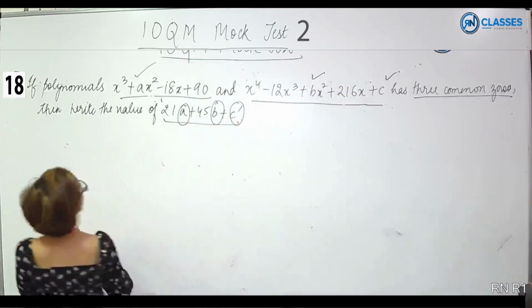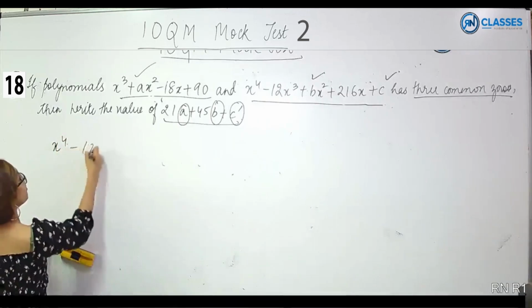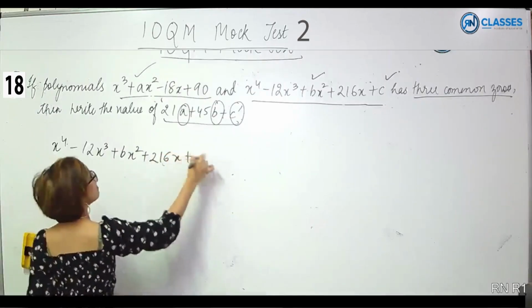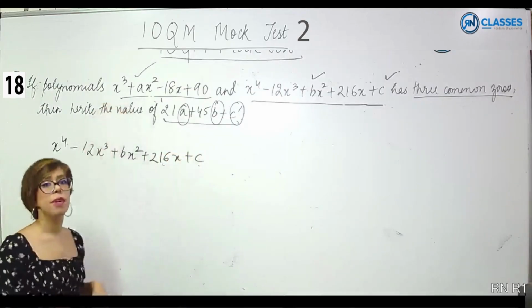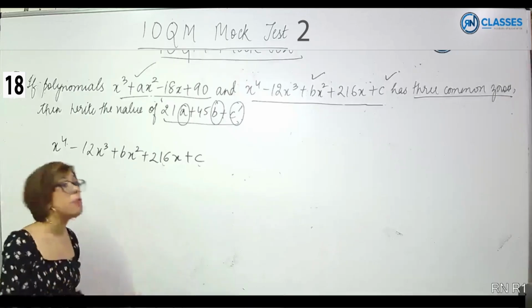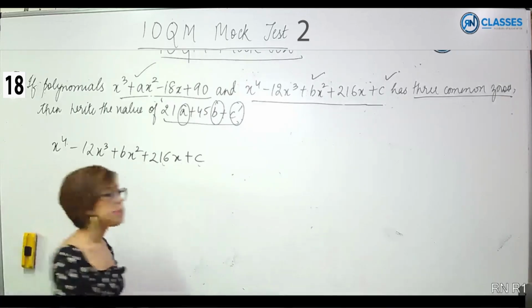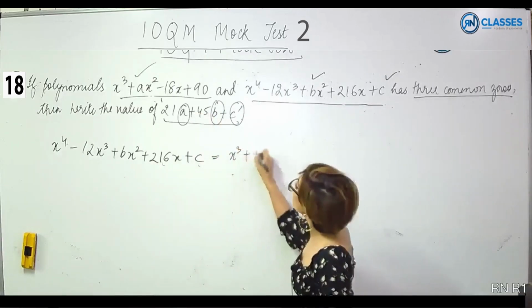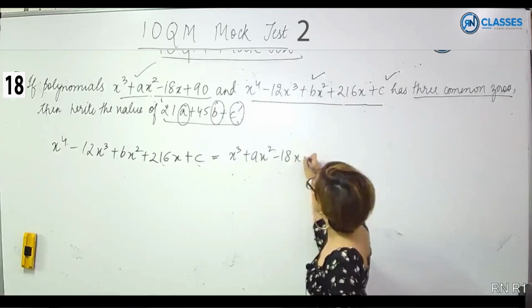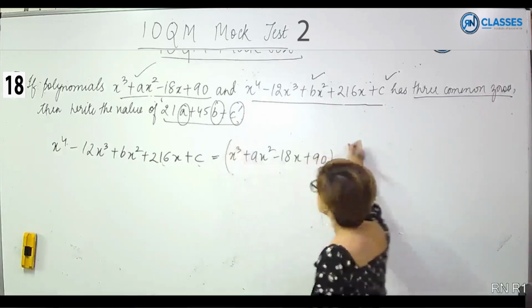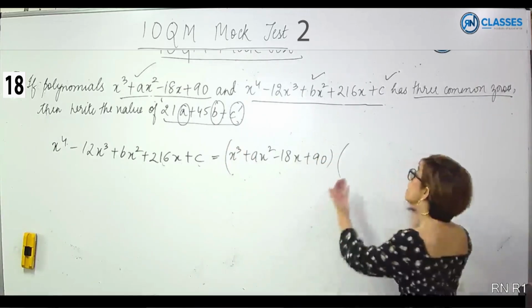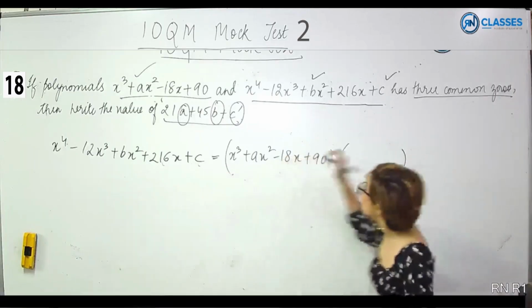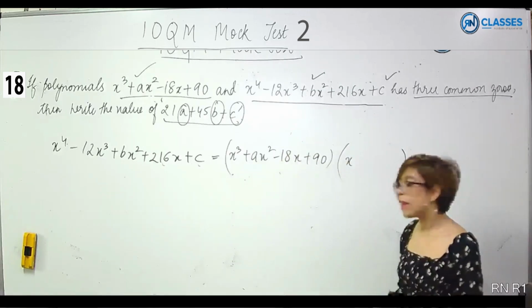So x raised to power 4 minus 12x cubed plus bx square plus 216x plus c is exactly divisible by this. One way is I can divide it properly, or I can just write it like this. This is the dividend, so my divisor is x cubed plus ax square minus 18x plus 90. Now the quotient has to be a linear factor, since x raised to 4 divided by x cubed, so this has to be x.